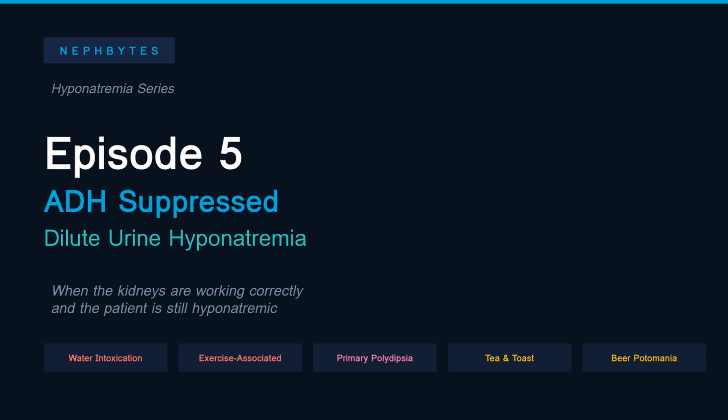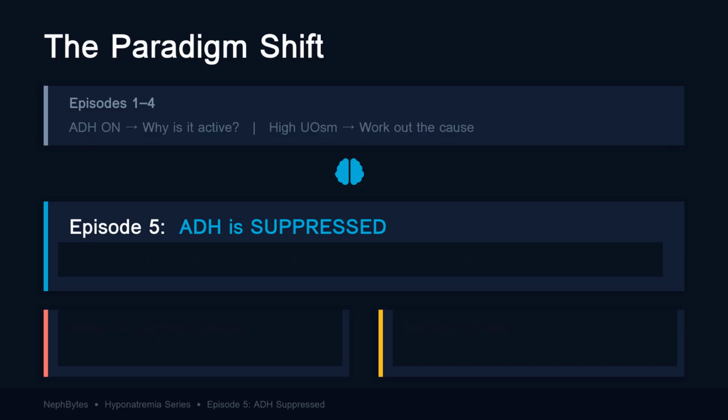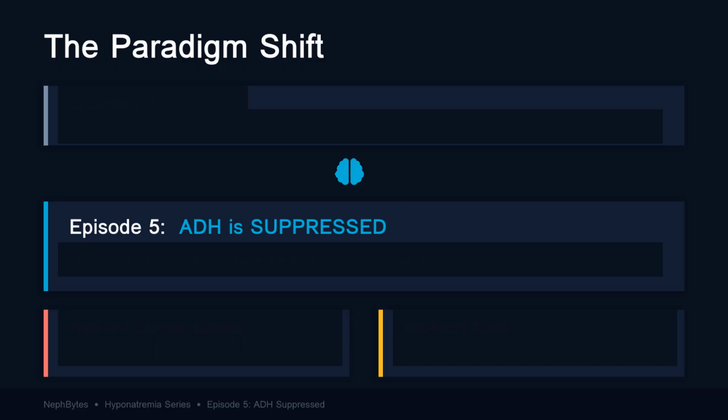Welcome back to NephBytes. Every episode so far has revolved around ADH being on when it shouldn't be, SIADH, or ADH being appropriately on in response to the wrong upstream problem, as in salt wasting. The framework has been, high urine osmolality means ADH is active, and then you work out why. Today, we flip that entirely.